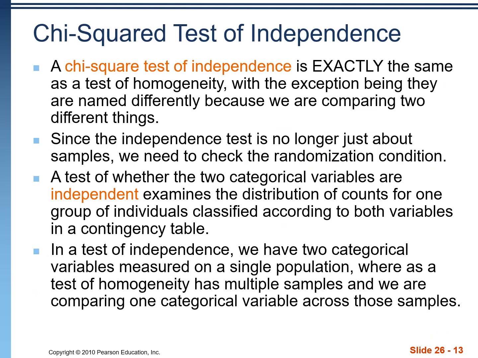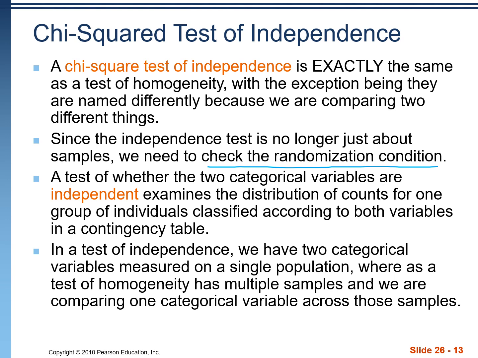The third type of chi-square test is called the test of independence, and it's exactly the same as the one we just did, the test of homogeneity, with the exception that they're comparing 2 different things, and that's why they're named differently. We're no longer just comparing samples, so we do have to check the randomization and 10% condition. So like I said, we'll just go ahead and check it all the time because it's automatic and we do it for every other test.